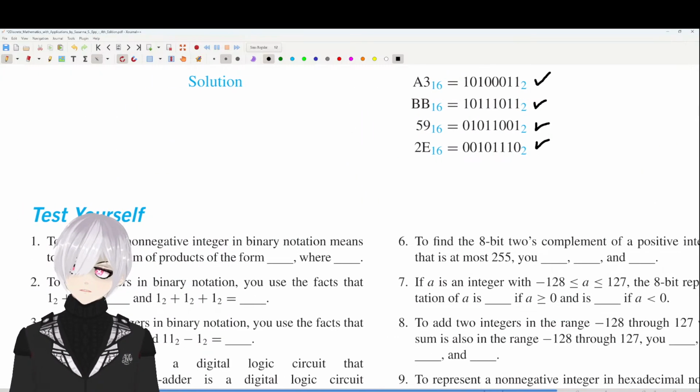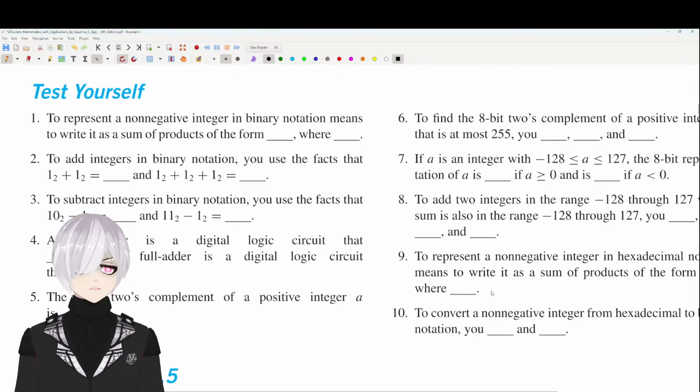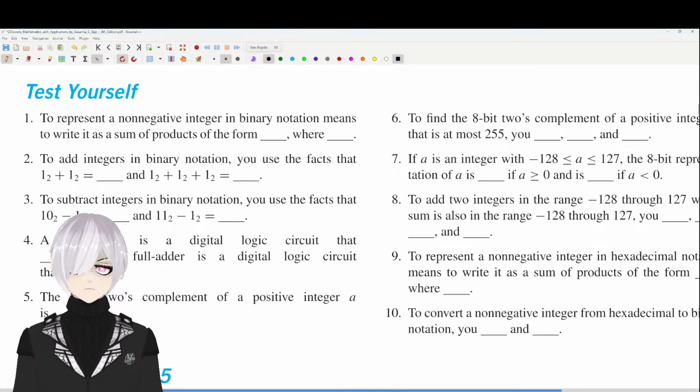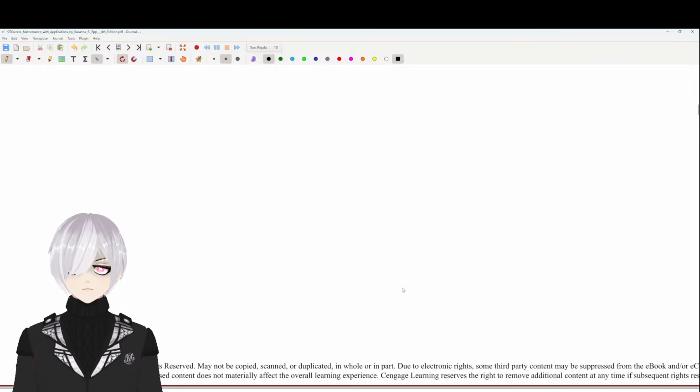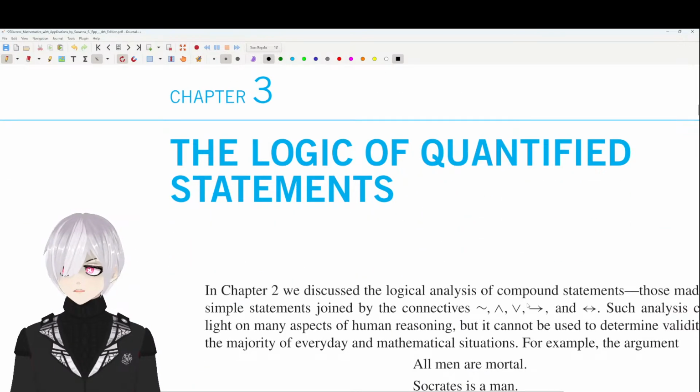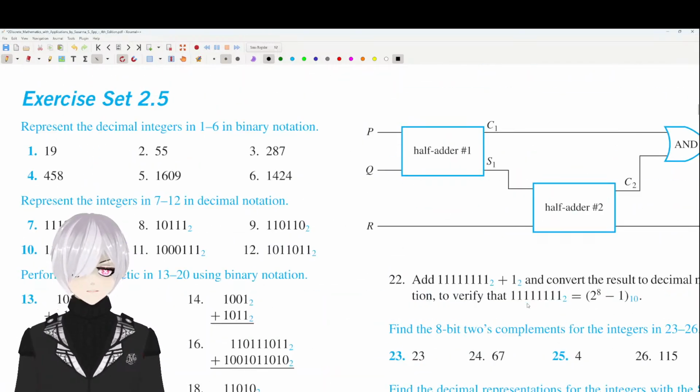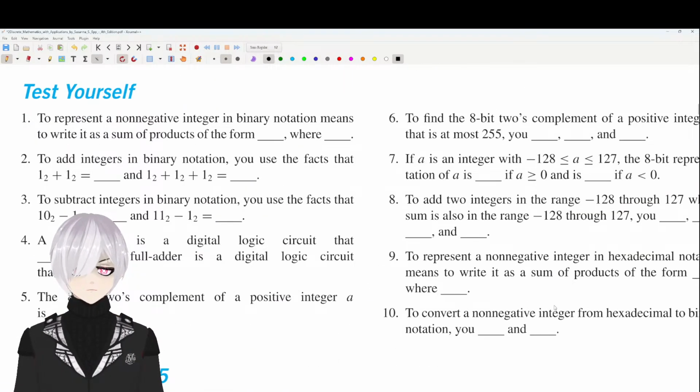Oh, it's already over. And actually the end of the entire chapter. Really. Yeah, so that's a big milestone. It is a huge milestone. Okay, we can do these. Test yourself.